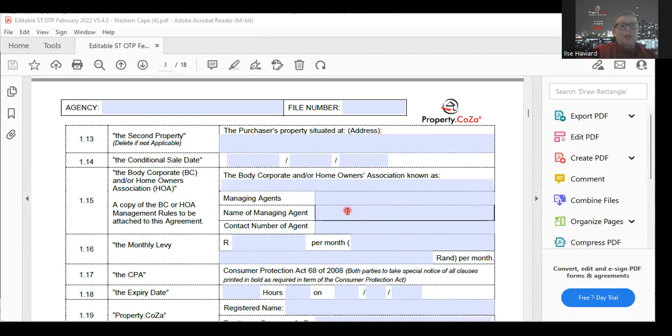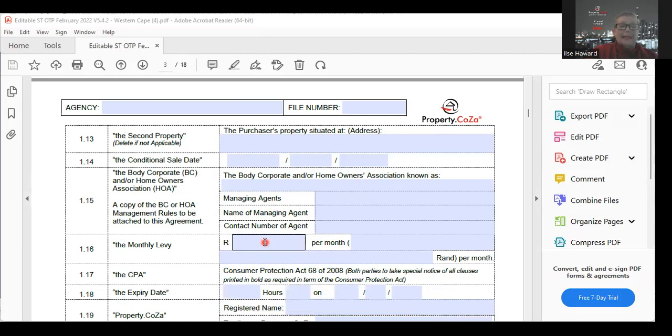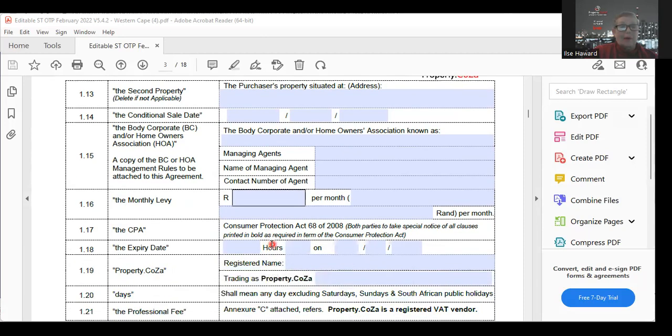It's important that you put in the managing agents over here, which should also have been done on your listing. Levy amount, very important that you put it there. If you are not exactly sure, put plus minus next to it, because otherwise I can hold you to the amount. But try and make sure on your levy statements.